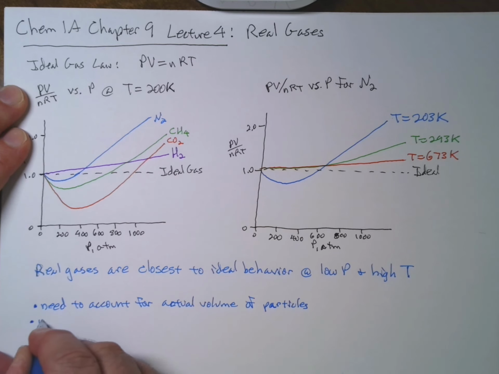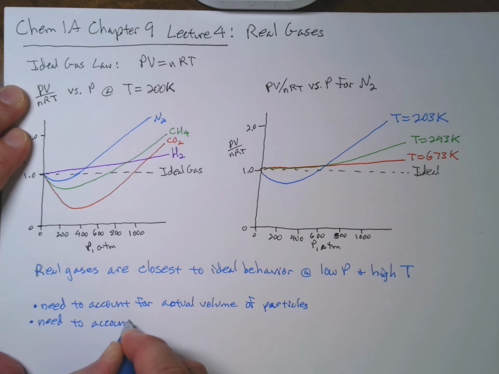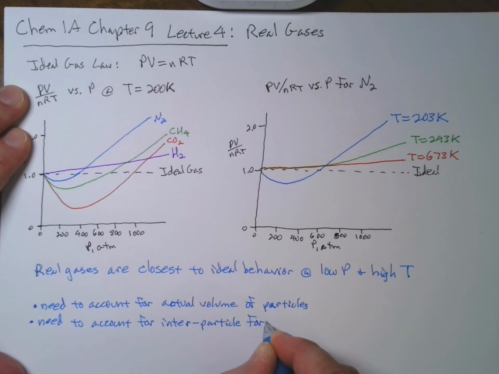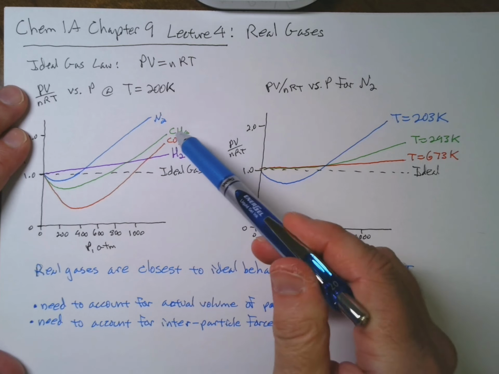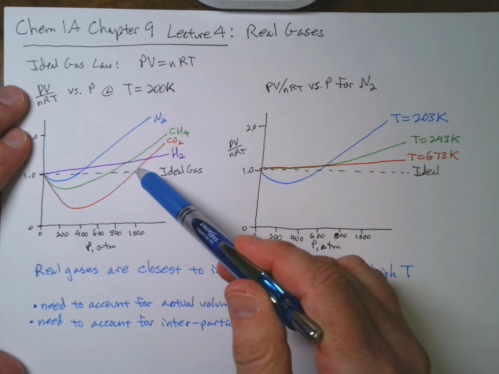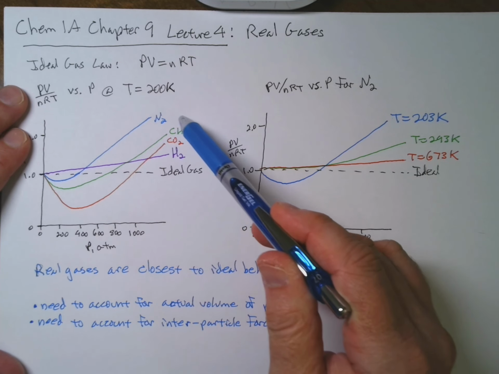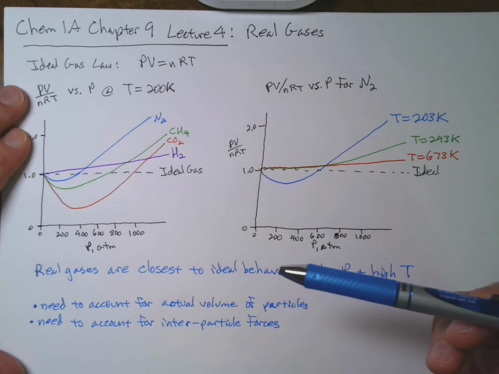And we need to account for interparticle forces. Because again, we're assuming that the particles exert no forces on each other, and yet clearly we can see that there must be some exertion of forces because we have different behavior for different types of real gases.